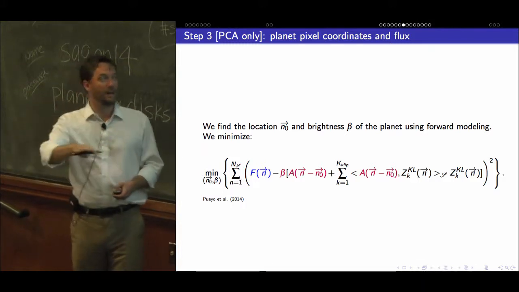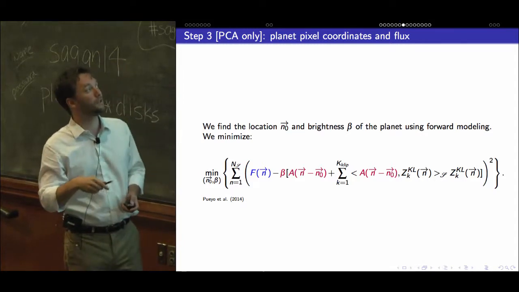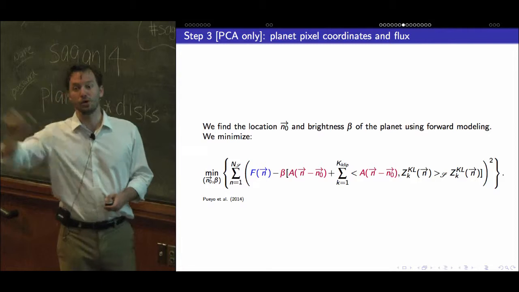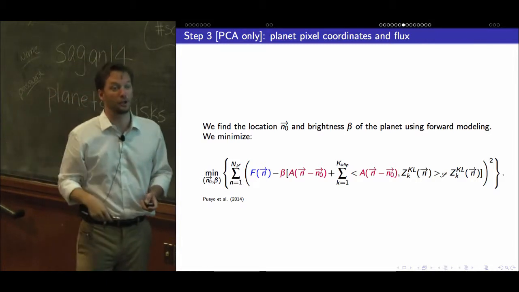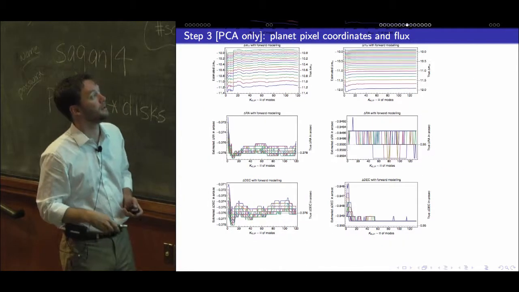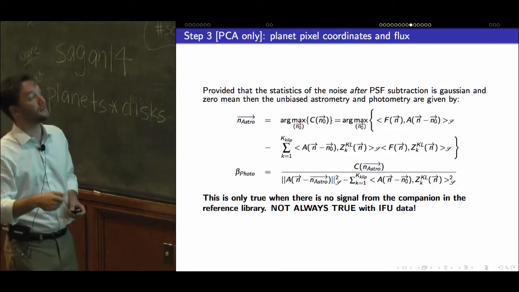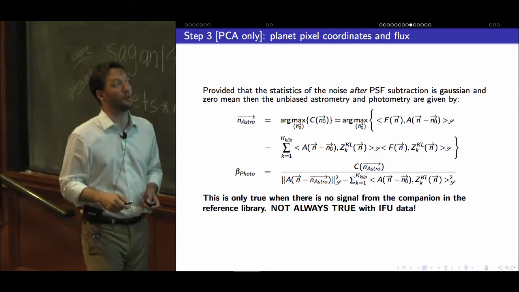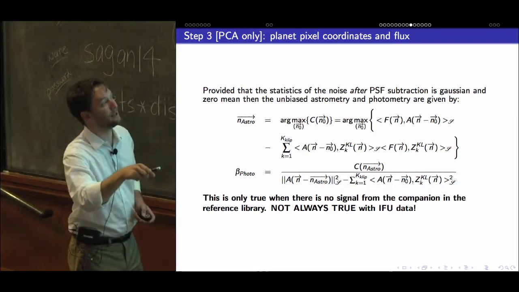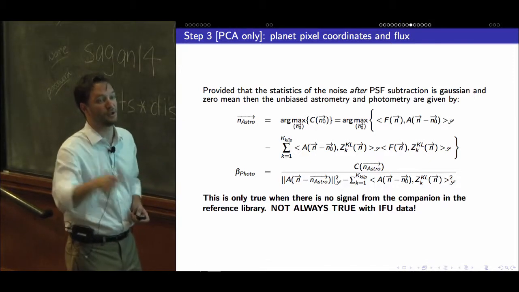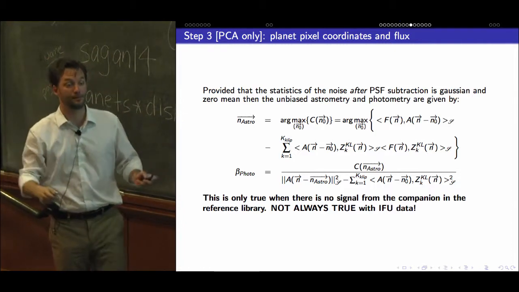So if it's not Gaussian zero mean, you're hosed. And the way to deal with that is to just try different sizes of zones until you find a very nice reduction with your residual being Gaussian zero mean. The other reason why it's not going to work is that you need to have no signal from the companion in the reference library. If you have some signal hidden in these PCA bases because you've done ADI and you have some of the astrophysical signal, this is just going to break down.